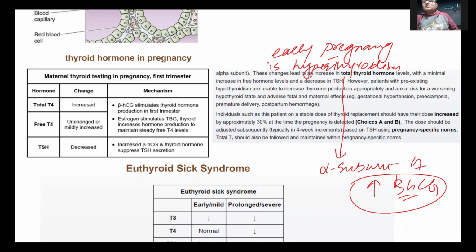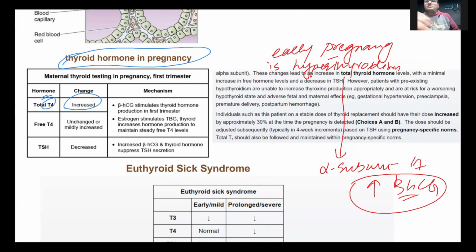They will ask about the lab values of thyroid hormone in pregnancy. It is super high yield, extremely high yield for MRCP, for USMLE Step 1, Step 2, Step 3, and for the PLAB. In all exams, most likely in MRCP and USMLE, they always ask this question. Okay, thyroid hormone in pregnancy. So what will the total hormone be?